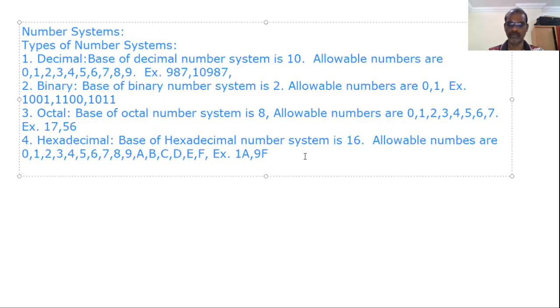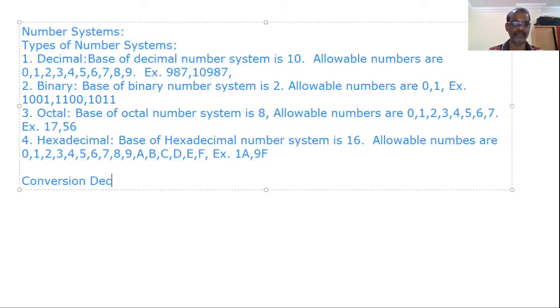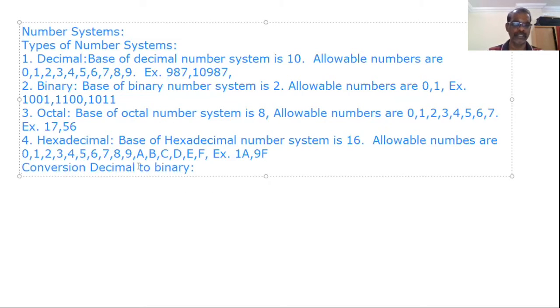Now we will see how to convert decimal numbers to binary. Conversion of decimal to binary is very simple. Consider we have one decimal number, for example, 17. This is base 10. Now I would like to convert this 17 into binary.